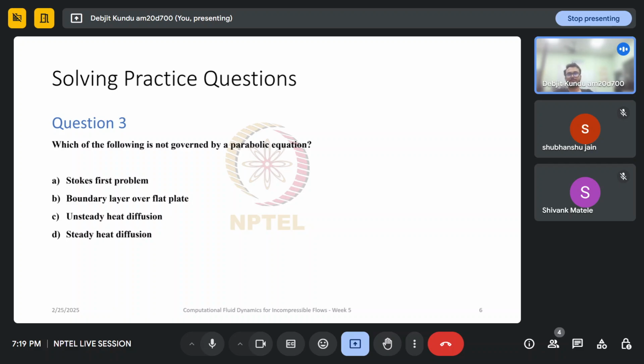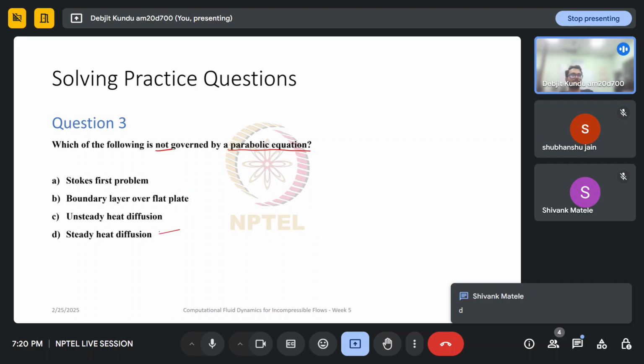Moving on to the next question, question number three. Which of the following is not governed by a parabolic equation? There are four examples here. Some of them are governed by parabolic equations, others are not. Most of them are governed by parabolic equations; one is not. You have to find out which one. We have two responses, one in favor of option D, one in favor of option A.